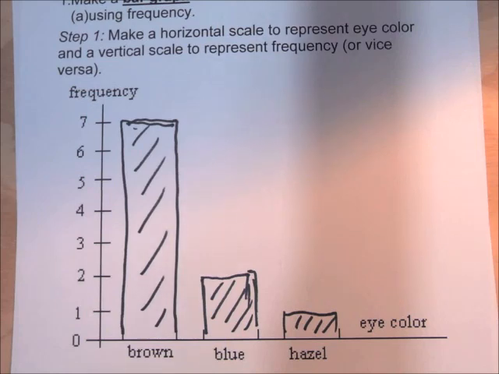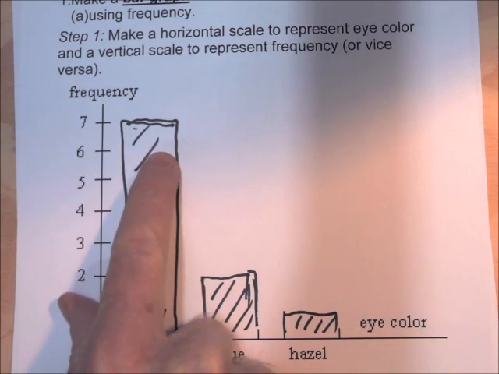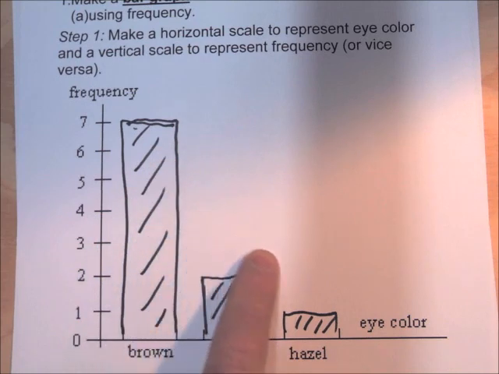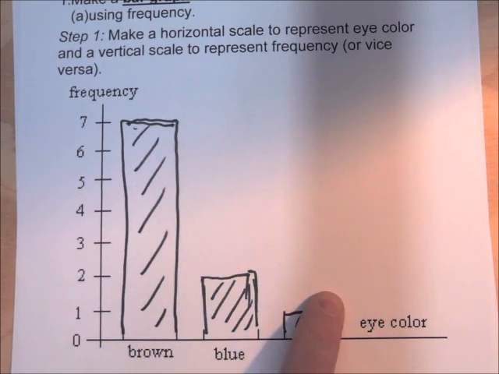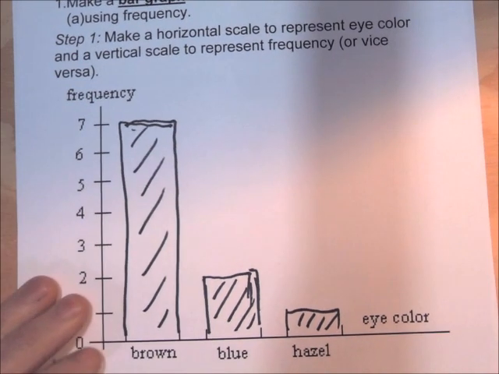If the bars are put in order from the most frequent to less frequent, like we have here, or vice versa, less frequent to more frequent, it's called a Pareto chart.